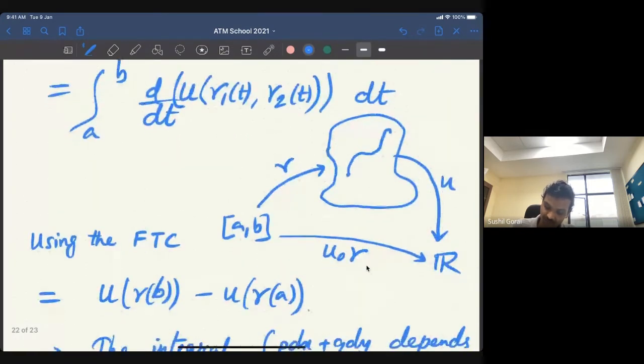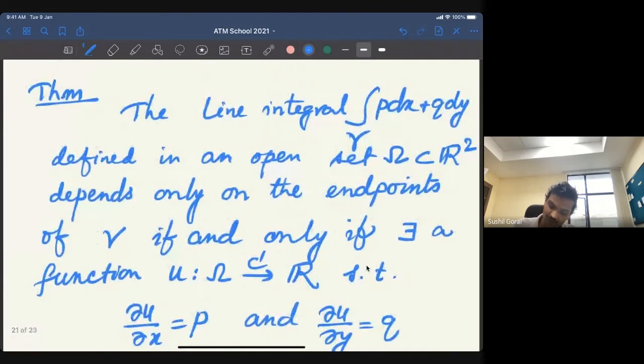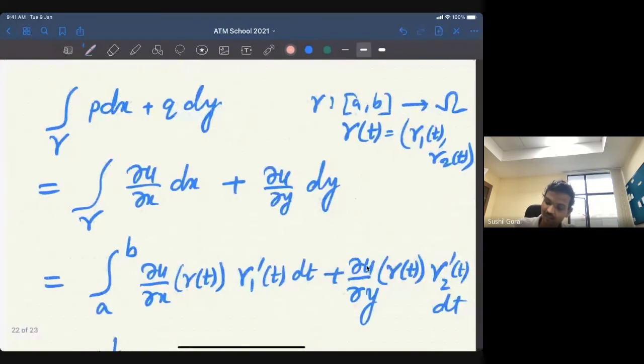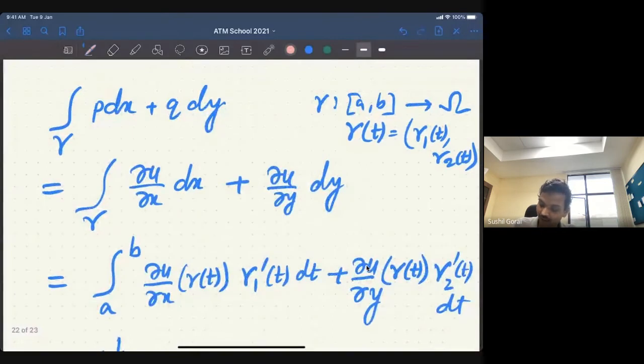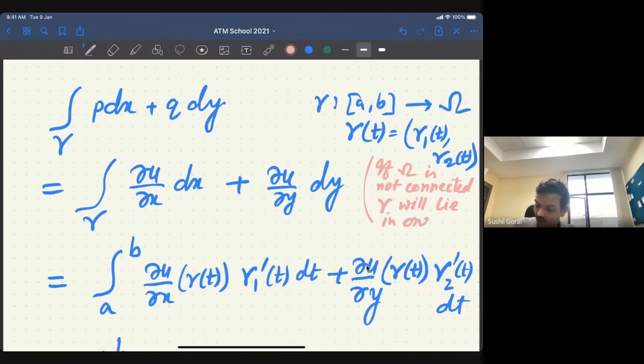Yeah. So open set is good enough. You don't need connectedness. So what comes here? That here gamma. So maybe I just comment, if omega is not connected, gamma will lie in one component.